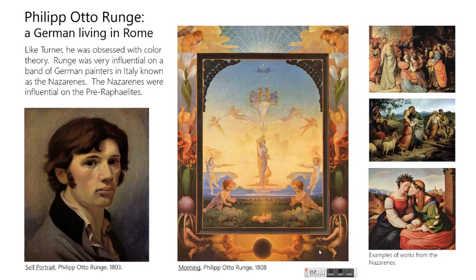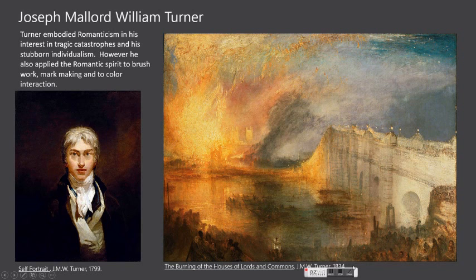But Runge also was really important because he was very interested in color theory. As you can see, the color here has a much more 20th century kind of vibe, pairing warm yellows and yellow oranges with cools. And anyway, that leads to talking about another painter who was also obsessed with color theory and obsessed with using color in a very expressionistic way, and that is Turner.